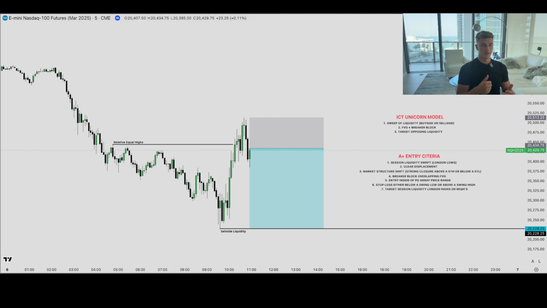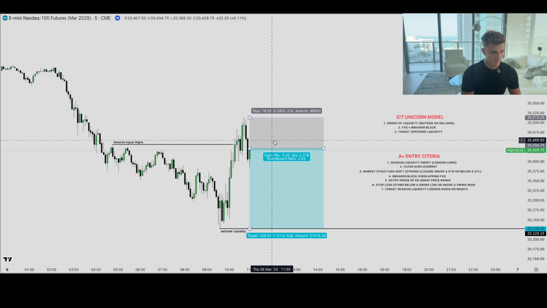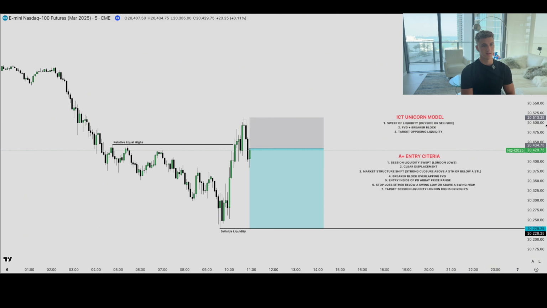Number four is the main thing. The breaker block has to be overlapping with the fair value gap. I will go over this example in just a second, but as you can see in this scenario here, this is the breaker block and it's overlapping with the fair value gap perfectly. The two PD arrays have to be inside of the same zone or area in order for this to be proper A+. Number five, again, entry inside of PD array price range. So literally just what I explained a few seconds ago, it has to be inside of that zone where both the breaker block and fair value gap are.